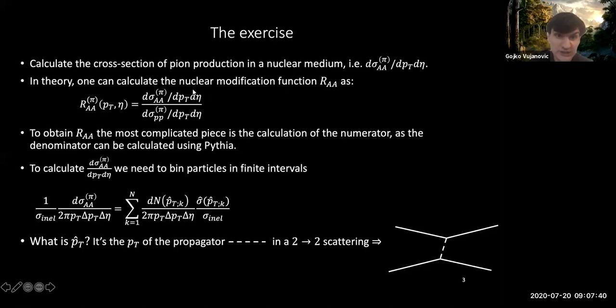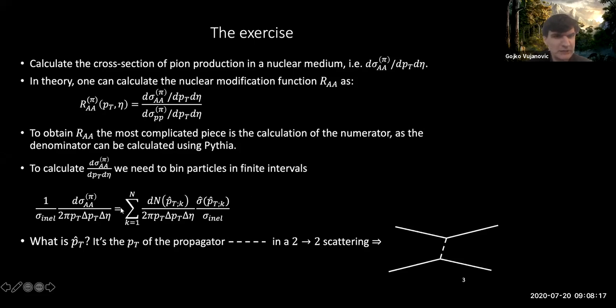But you really do need JETSCAPE for the numerator because it's in a heavy ion collision, and you need to have both a hydrodynamical simulation, and you also need to have these medium modifications that are present in JETSCAPE, be it on the high energy, high virtuality side, or on the high energy, low virtuality side. So high energy, high virtuality is MATTER, and for low virtuality, we have two of them: you have MARTINI and LBT. Today we will be using LBT and MATTER in this exercise as a combination for the in-medium contribution.